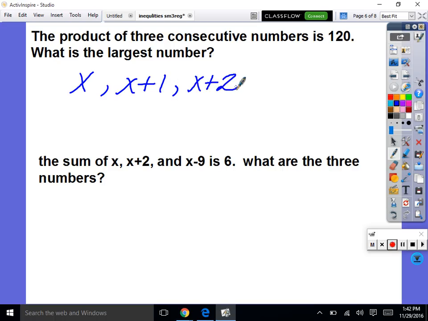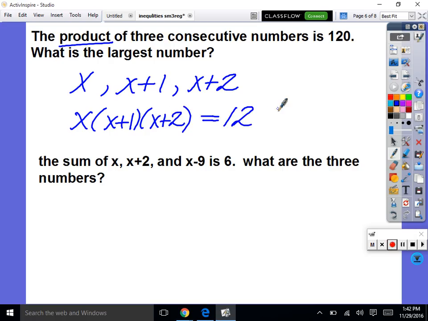Now here's the key word, product. Product means multiplication. So it says product of 3 consecutive numbers. We don't know what the consecutive numbers are, but we've made them consecutive. X times X plus 1 times X plus 2. The product of those consecutive numbers is equal to 120. There's our true statement. Now we need to solve for X.